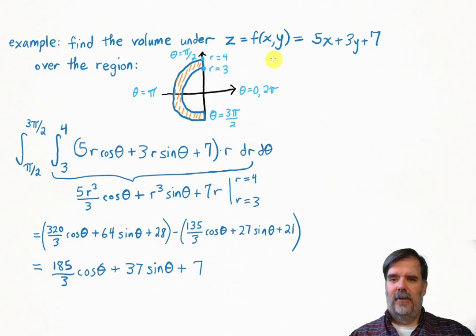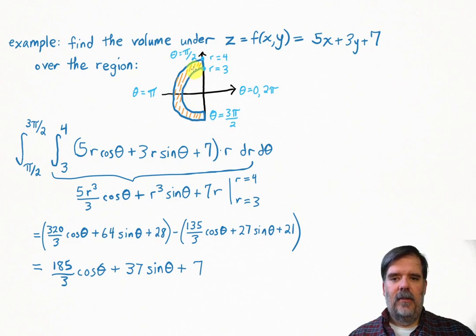Let's do another example. Now, this is a very strangely shaped region. It looks like the letter C. C for calculus. I'd like to find the volume underneath this region. And this is the equation 5x plus 3y plus 7, which lies over this region right here. Again, since there's arcs of circles, right, this is a good time to use polar coordinates.